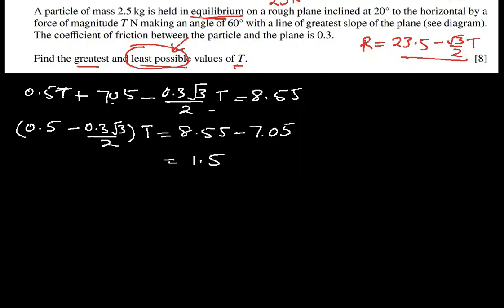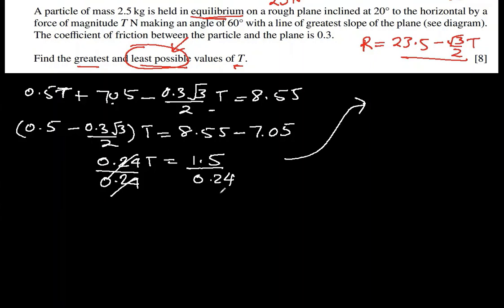Let's see what this is, which is about 0.24 t. There are more digits after this, but I am writing like this. But in my calculator, I'll keep those digits so that I get my answer as close as possible. Okay, so I divide both sides by 0.24. So t will be 1.5 divided by 0.24, and what I'm getting is 6.26 Newton is the least force.